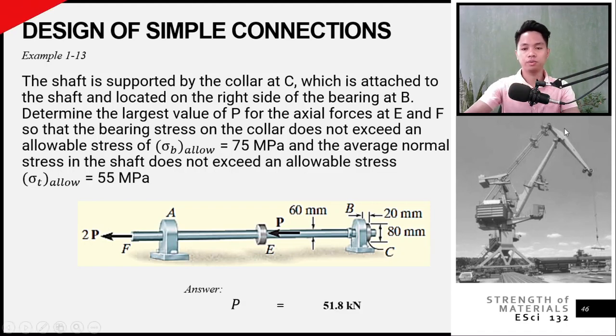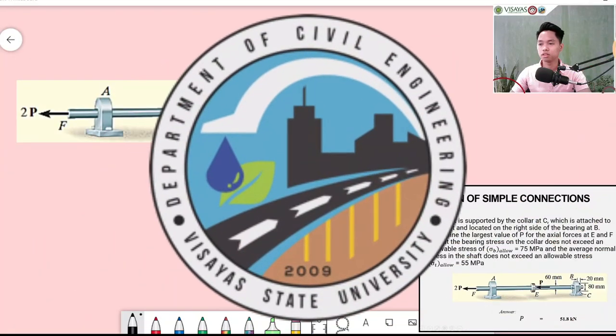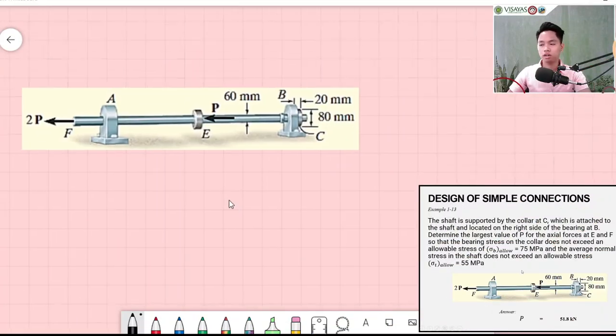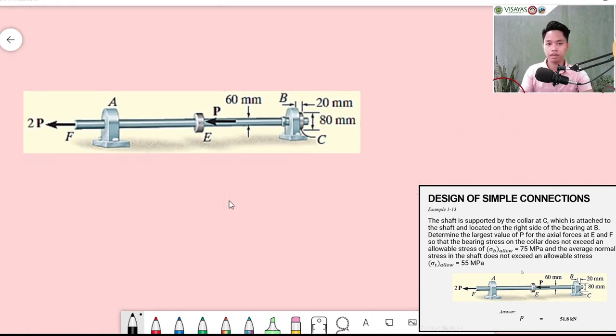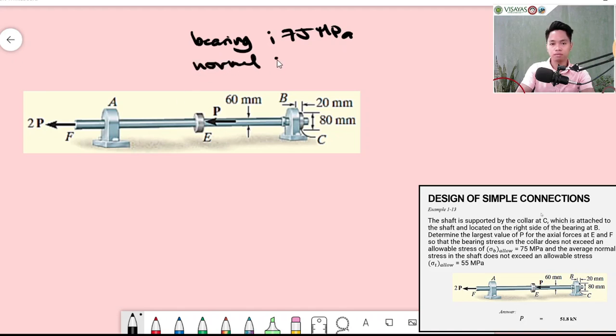Okay, so let's proceed with our solution. So we have here your system. So let me just copy the bearing. For bearing, we have 75 MPa. Then for the normal stress, right? Normal is we have 55 MPa. Okay, so what else? What are the other givens? Okay, so I guess wala na siya.